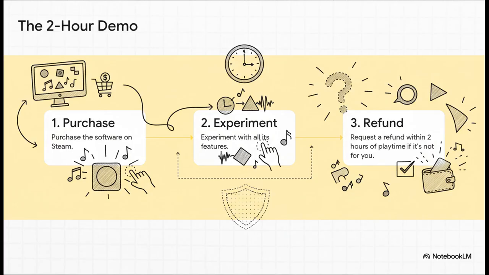But what if you're still not sure? You want to try it out, but you don't want to commit. Well, there's a fantastic little tip for that. Since there's no official demo, you can actually use Steam's really generous refund policy as a sort of try before you buy system. The process is dead simple. You just buy the software on Steam. Then you go nuts, play with it, test out all the features, and if it just doesn't click with you, you can request a refund as long as you've played for less than 2 hours. It's basically a completely free 2-hour trial to see if this new way of making music is your thing.